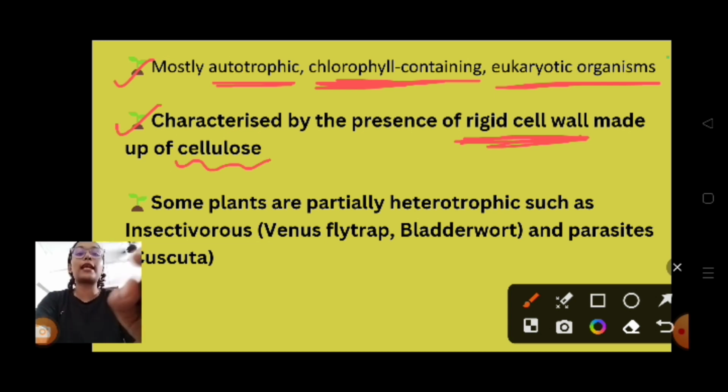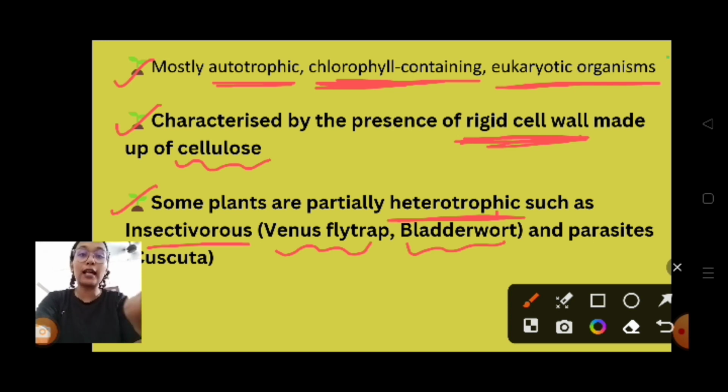Moving to the next point, some plants are heterotrophic, not autotrophic, means they depend on others for their food. Such plants are called insectivorous plants, like Venus flytrap, bladderwort. They are insectivorous plants. And pitcher plant is also there and many more.